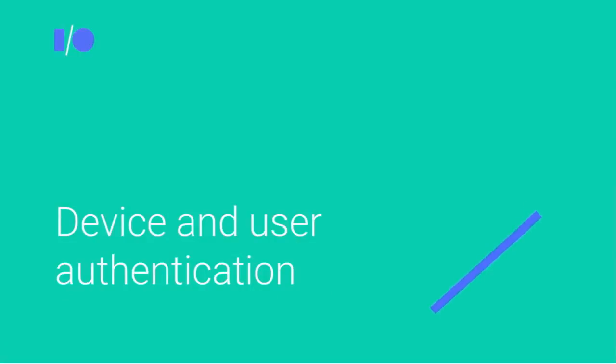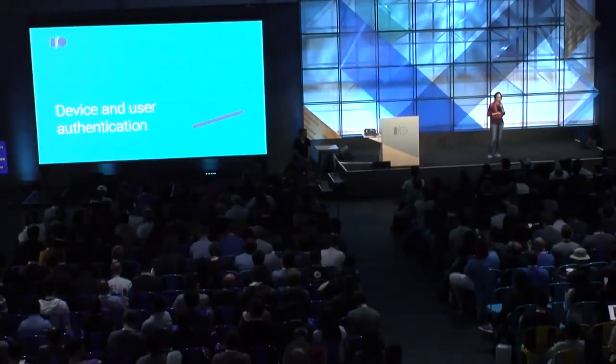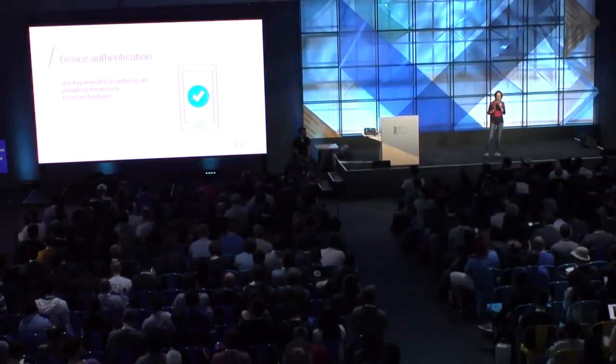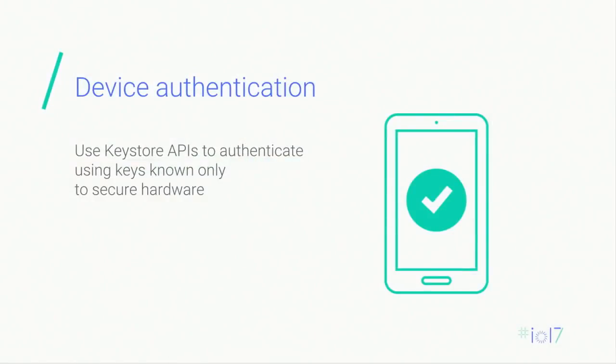Another important aspect of app security is device and user authentication. So why is device authentication important? Well, if you're using your phone to buy things or to unlock your home door, you want to make sure that no one can pretend to be your phone. And so what you can do is use the Android Key Store APIs to generate a key pair to uniquely identify your device. The benefit of using the key store APIs is that on new Android devices, key store keys are protected by secure hardware, such as the trusted execution environment. And so even in the event of a kernel compromise, no one can extract those keys and clone them onto another device.